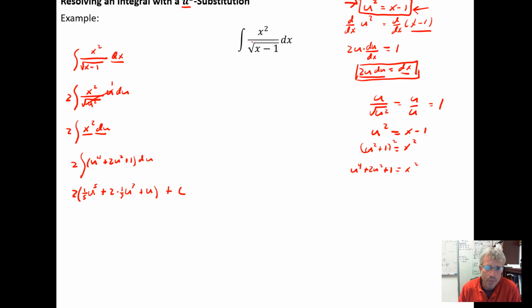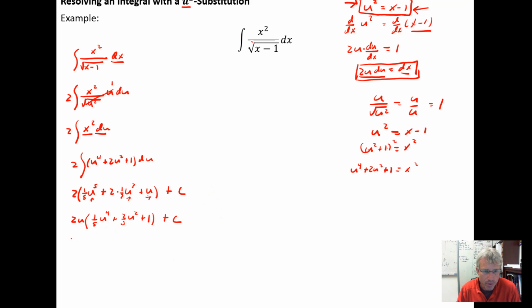There are different ways I can approach it at this point. I could go ahead and everywhere I see a u squared, replace it with x minus 1, or I could notice that a u shows up in all three terms and factor a u out, which I think is probably the easier way to do it. So I'm going to get 2 times u times, I have 1/5 of u. I factored out a u, so u to the fifth will simplify to u to the fourth, plus I have 2/3. I factored out a u, so that's going to leave me with a u squared, plus I factored out a u, so it's going to leave me with plus 1, and then it's plus a constant of integration.